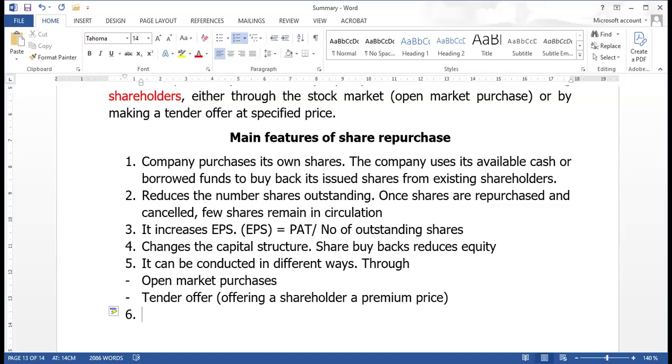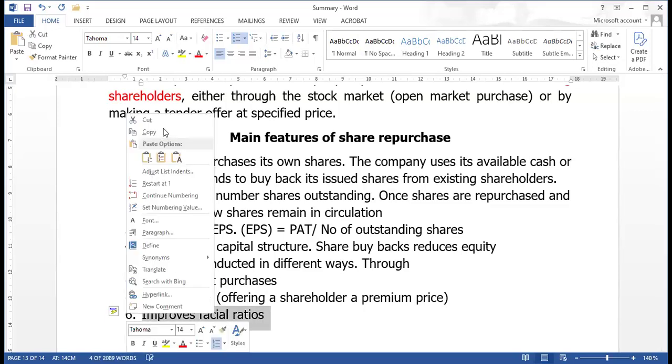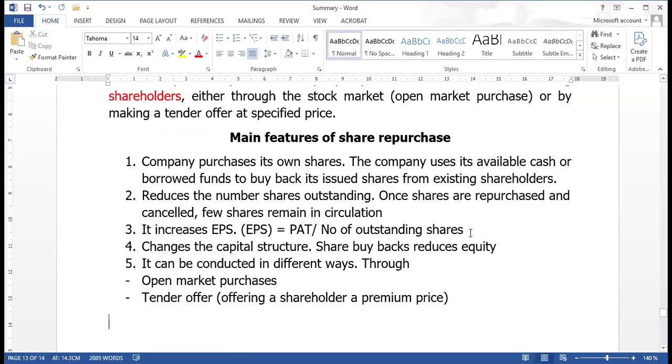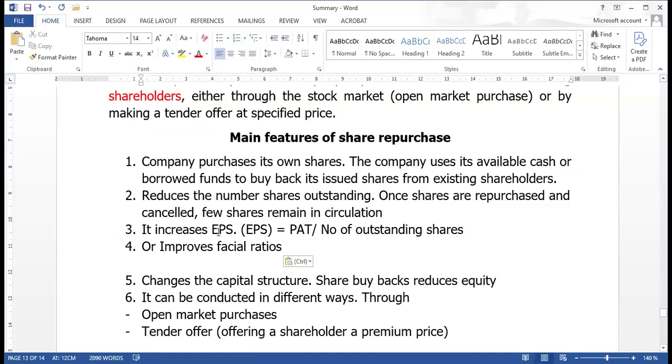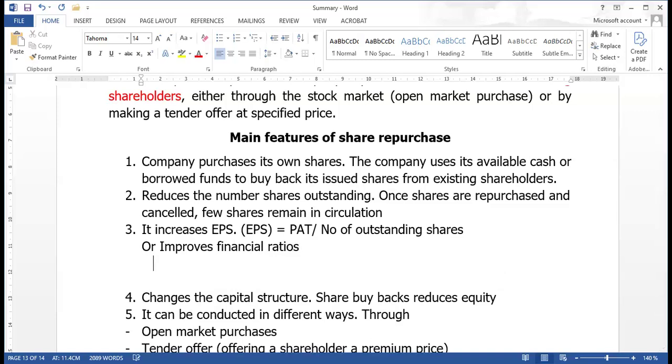this share purchase. Another thing I can say is that it improves the financial ratios. It improves the financial ratios. Another student can say it improves the financial ratios. One financial ratio you're talking about is EPS. EPS increases. Here, as we have seen, the EPS increases.